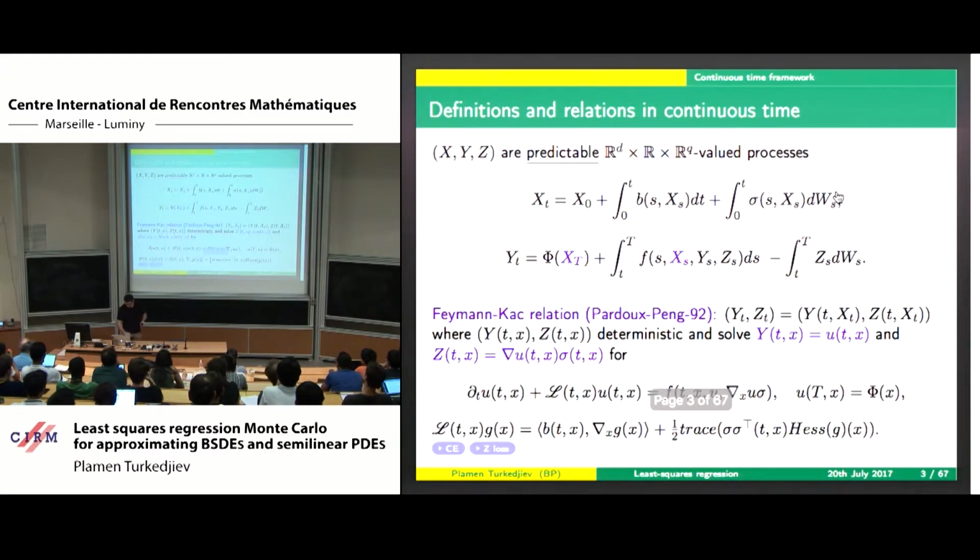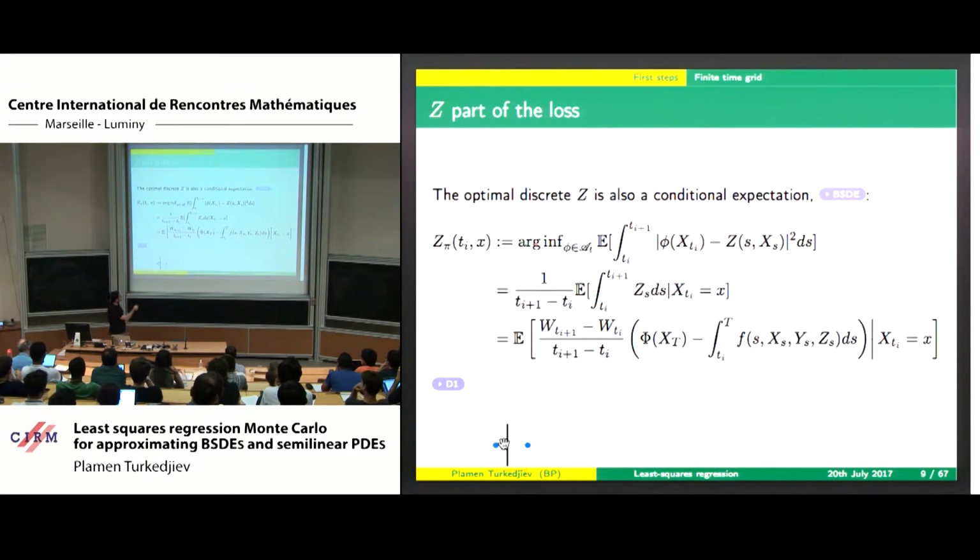Well, we just go back to our BSDE. We multiply this by the increment of the Brownian motion that we're interested in, and we take conditional expectation. The left-hand side, because it's adapted, will disappear. This part will remain in the product with the conditional expectation, and this part, by Ito's lemma, will just turn into the integral with respect to the Lebesgue measure of the process Z. That's how we get to this problem.